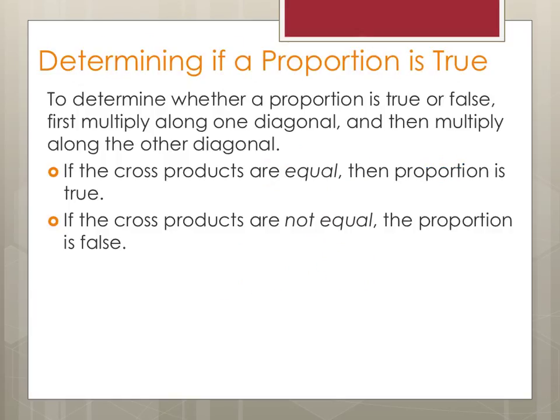So to reiterate what I just said, if we want to determine if a proportion is equal, we first multiply along the diagonals, find the cross products, and then multiply along the other diagonal. If these cross products are equal, then the proportion is true. If these cross products are not equal, then the proportion is false. So next we're going to look at a couple cases where we'll determine whether or not a proportion is true or false.